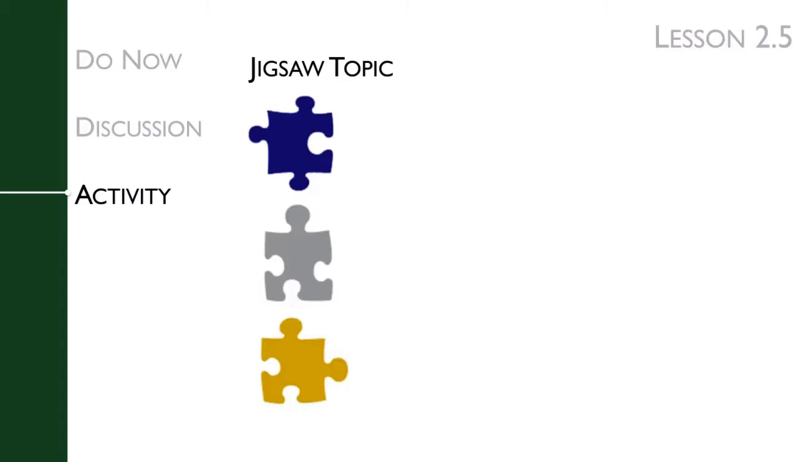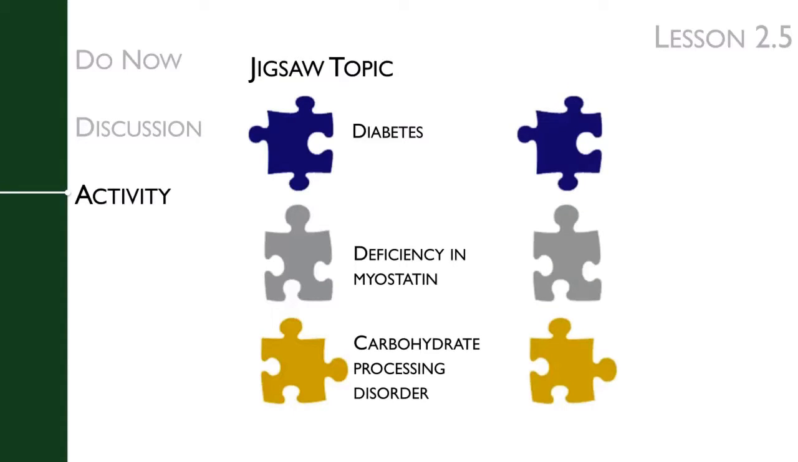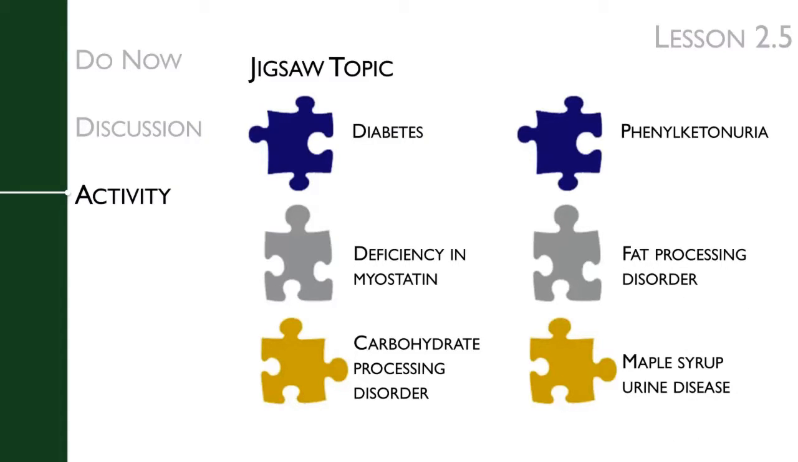The disorders are diabetes, a deficiency in myostatin, a protein that regulates muscle growth, a carbohydrate processing disorder, phenylketonuria, a disorder that prevents the amino acid phenylalanine from being metabolized, a fat processing disorder, and maple syrup urine disease, a disease that occurs when certain amino acids cannot be built into proteins properly. Caution, you will want to review that the jigsaw readings are at an appropriate level for your class.